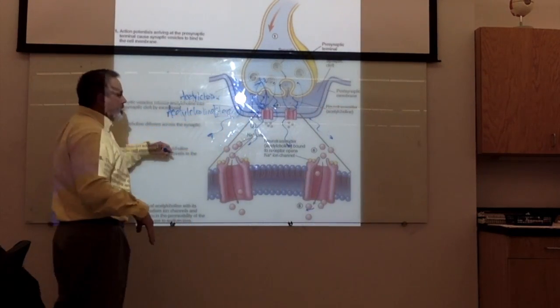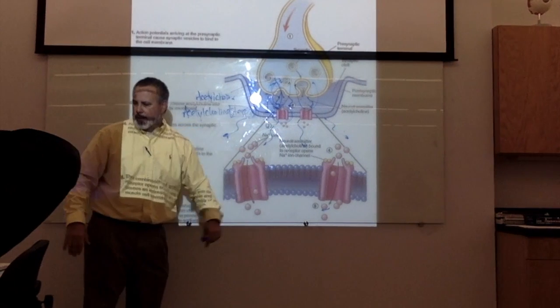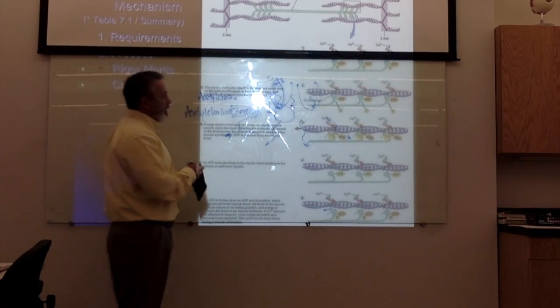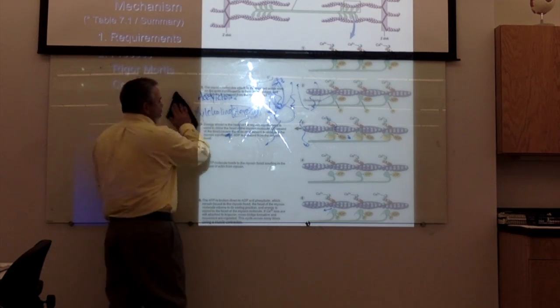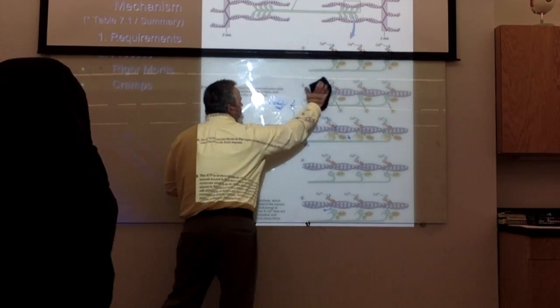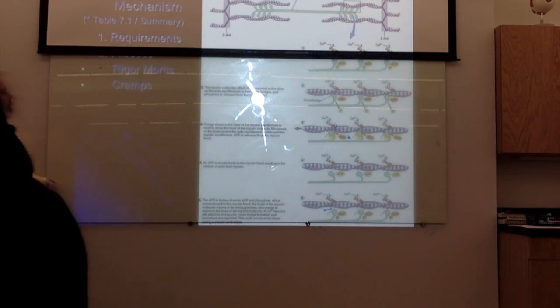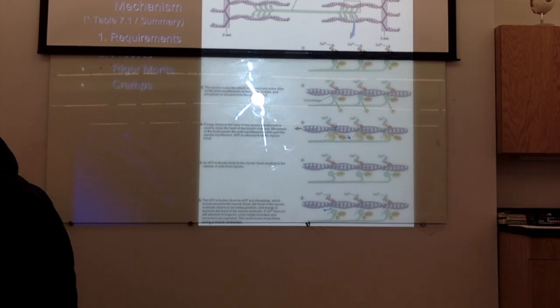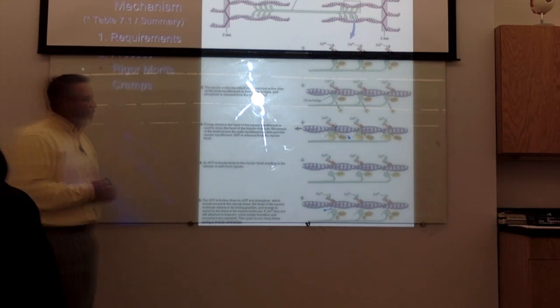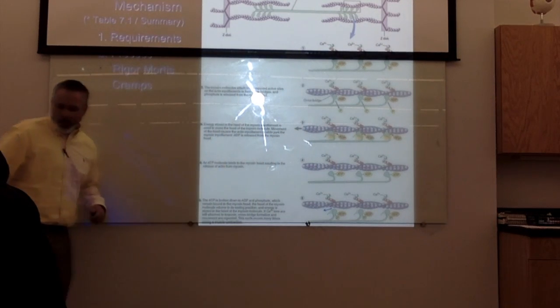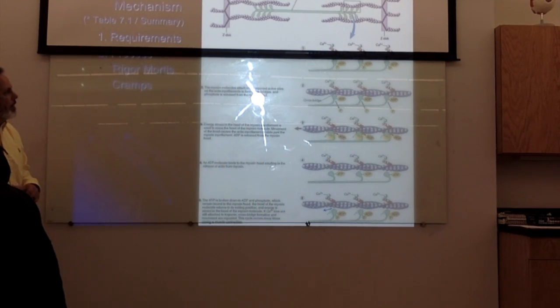So here comes the nerve impulse, and here we get to the sliding filament mechanism. Your book also refers to this as cross-bridge cycling. Cross-bridge cycling, sliding filament mechanism. You also sometimes hear it as sliding filament theory. So I guess maybe there is some theory behind this other than absolute knowledge. But here's what they believe happens.